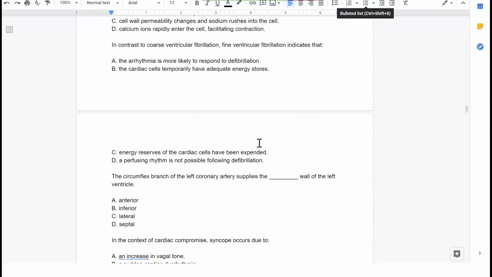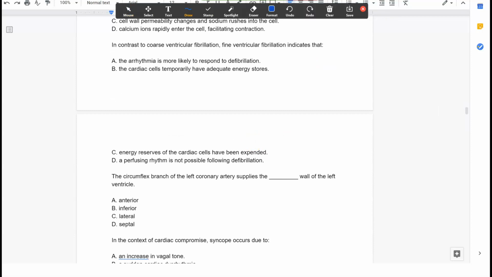In contrast to coarse ventricular fibrillation, fine ventricular fibrillation indicates that arrhythmia is more likely to respond to defibrillation. Unfortunately, no. Cardiac cells temporarily have adequate energy stores. Quite the opposite, actually. Energy reserves of the cardiac cells have been expended. Yes. Perfusing rhythm is not possible. I mean, it is. It's still kind of possible, but this right here, that's your clue. Not possible. That's like your multiple choice clues. It's never an impossibility for the most part.